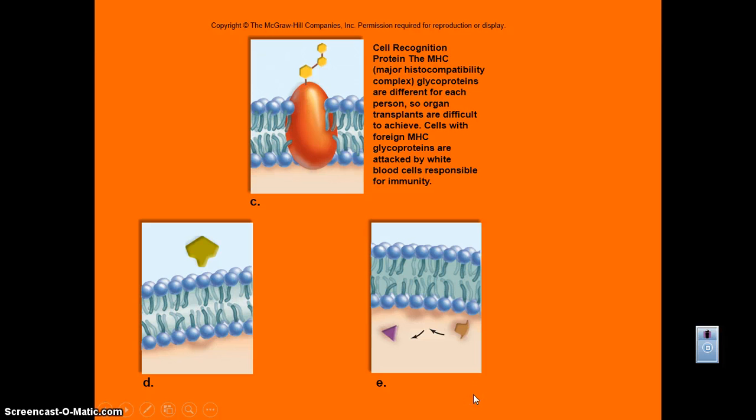The next one is the cell recognition protein, or the MHC, major histocompatibility complex, which is important when it comes to recognition of your own body. So if we have these throughout here, organ transplants can be a problem because this is specific to you. So the closer these proteins are to someone else that's getting a transplant, the less chance of rejection.